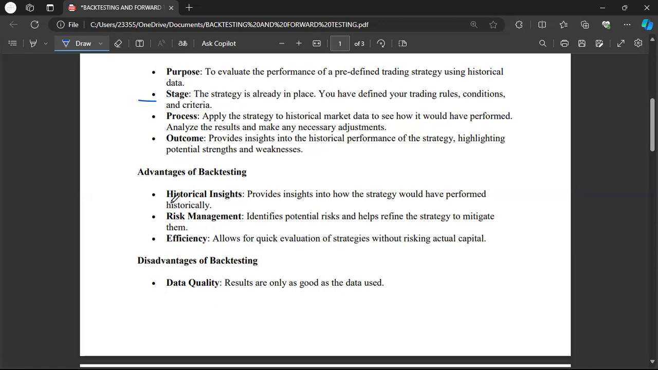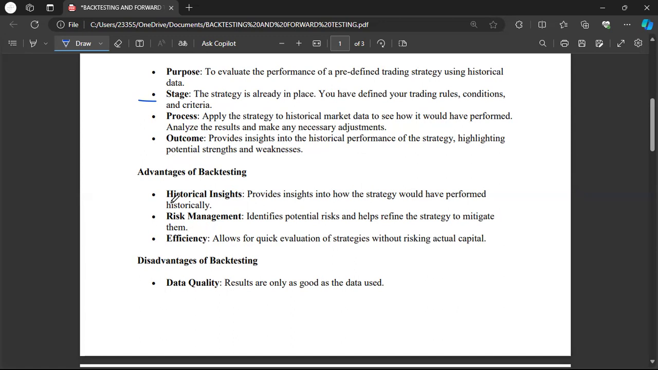Now, it helps you what? Manage your risk, identifies what? Potential risks, and helps refine the strategy to mitigate them. So if there are some discrepancies, some errors, mistakes, right? As we trade, they are bound to happen. But you should be what? Vigilant, right? You should be smart to spot these things out and then rectify them.